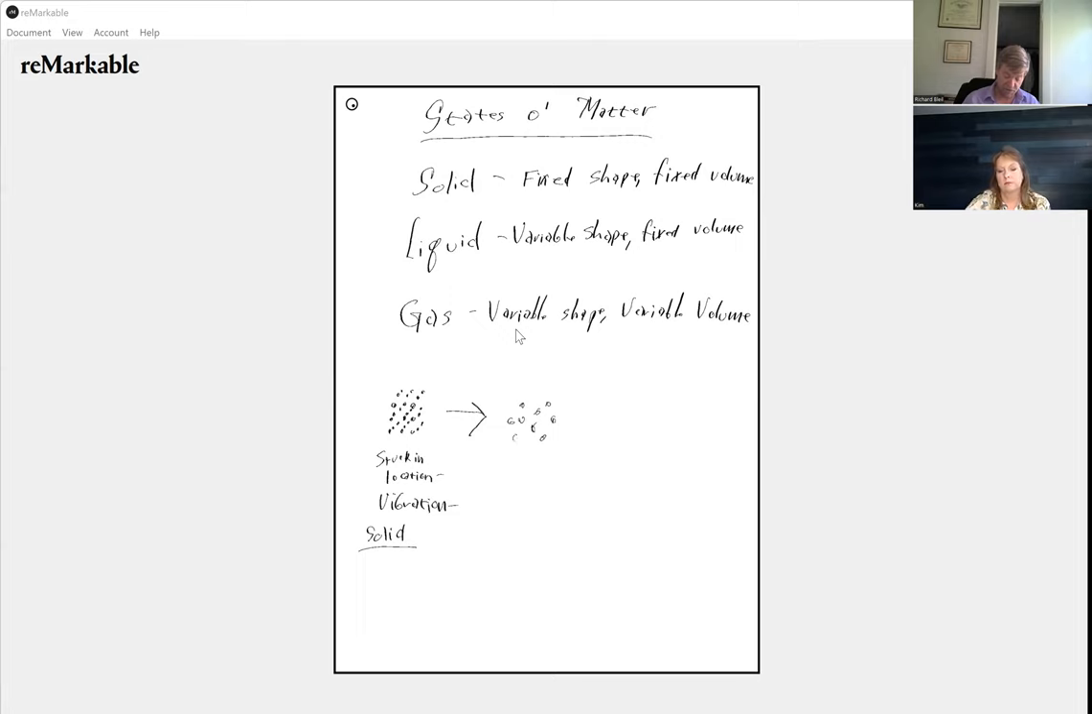and random distribution of these particles. So you've lost that beautiful little fixed pattern. So you have your freedom of motion, which gives you a randomness. But in a fixed volume. This is a liquid.